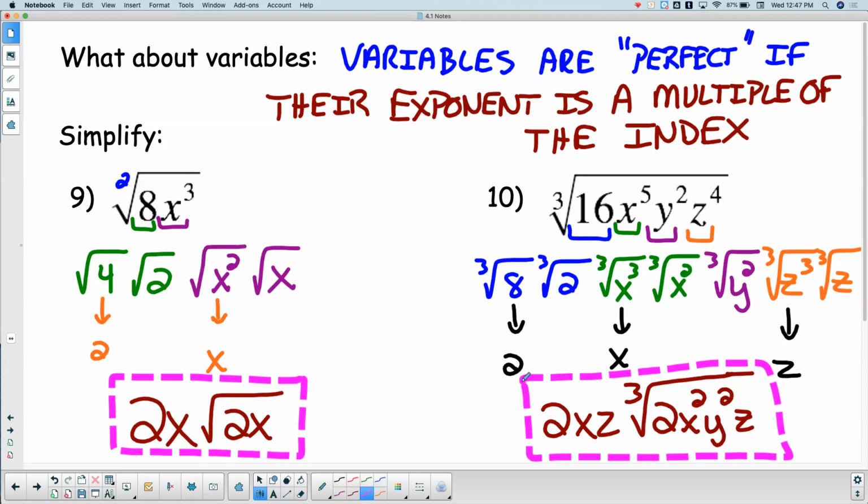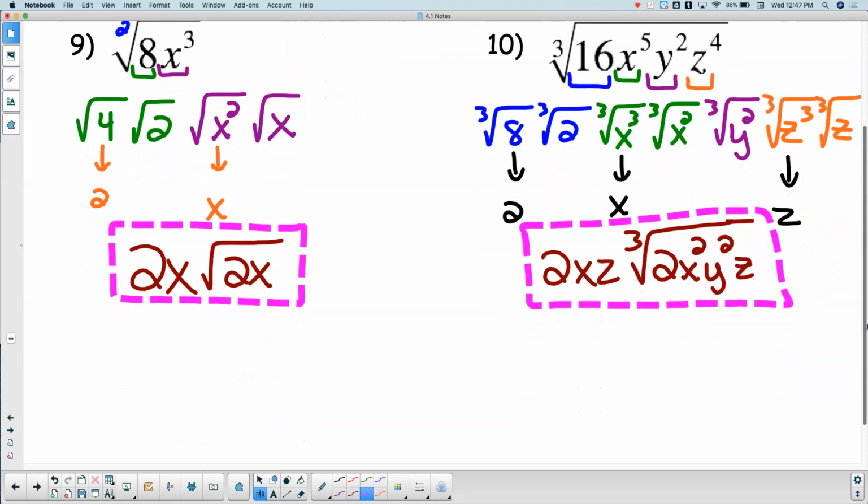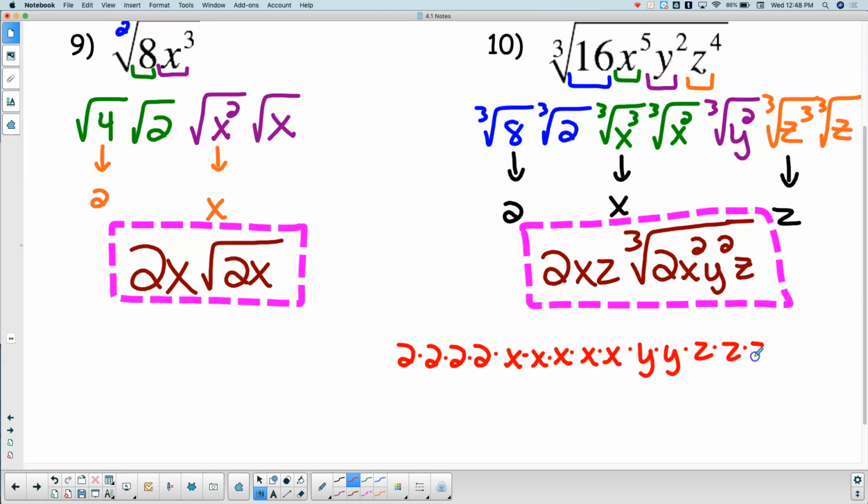Let's just say that you write out all the numbers. So like you write out 2, 2, 2, 2, 3 x's, or what is it, 5 x's. Can you do that and then cross them out? So if I wrote this out as 2 times 2 times 2 times 2 times x times x times x times x times x times y times y times z times z times z times z. Is that what you're saying? Is it gonna get harder so I can't do that?